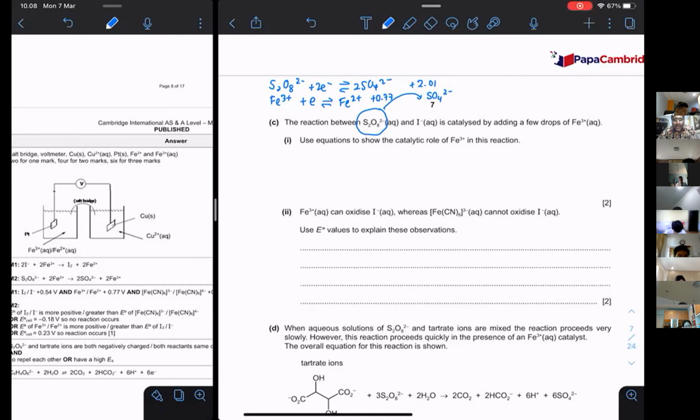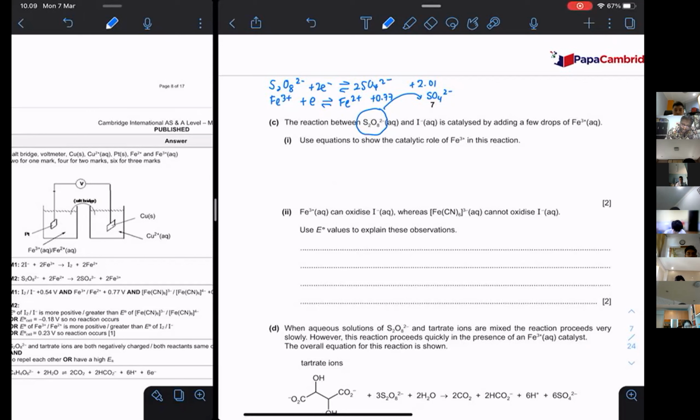So now we just need to use the equation to show the catalytic role of Fe3 plus. So what happens over here is, you are going to react.